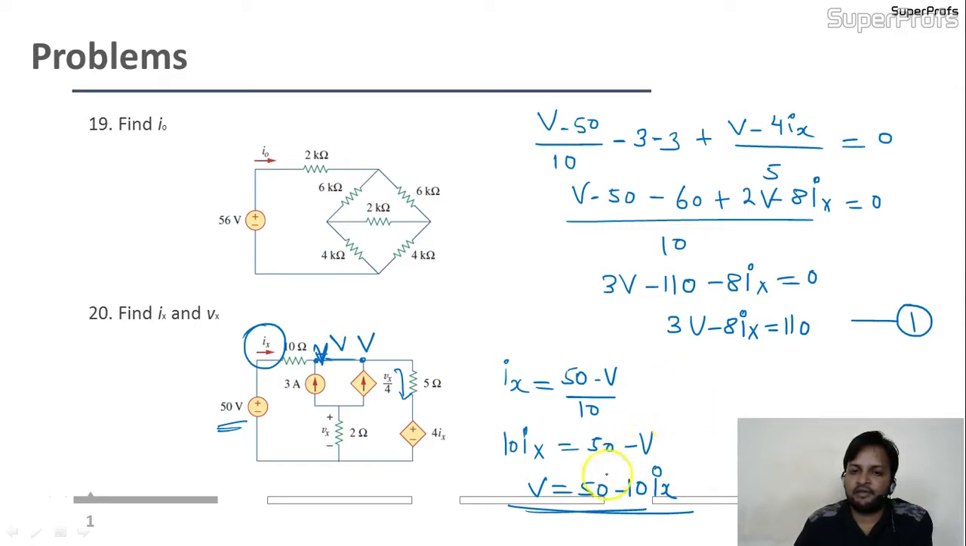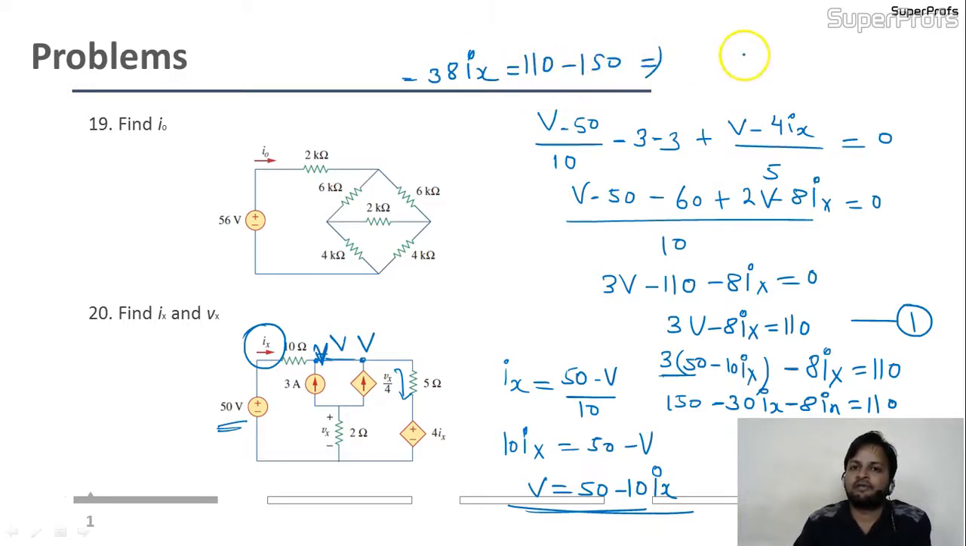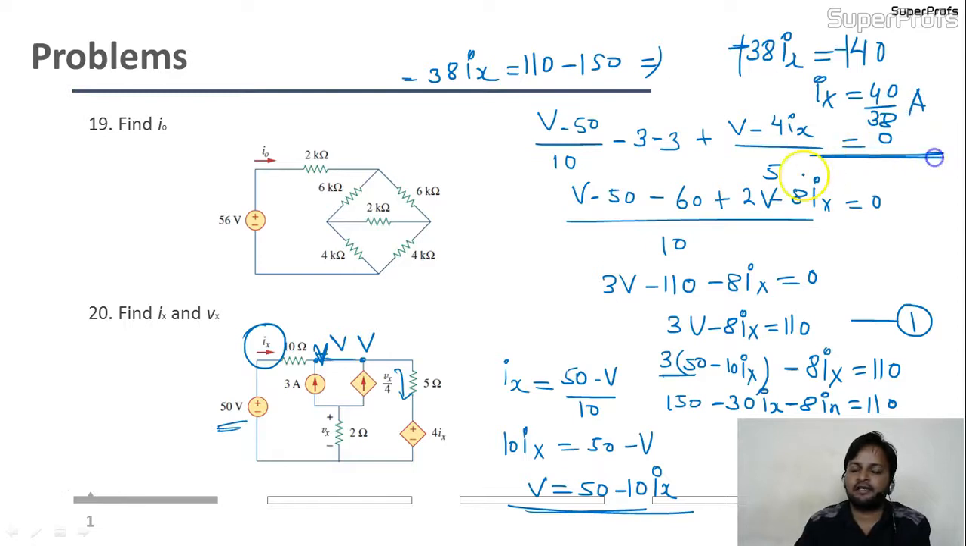So I'll replace in this equation the value of V. 3 times (50 minus 10Ix) minus 8Ix equal to 110. Is it okay? So this is 150 minus 30Ix minus 8Ix equal to 110. I'm writing over here. So minus 38Ix equal to 110 minus 150. So this is 40 difference. Minus 38Ix equal to minus 40. Will cancel out. Ix is 40 divided by 38 ampere.